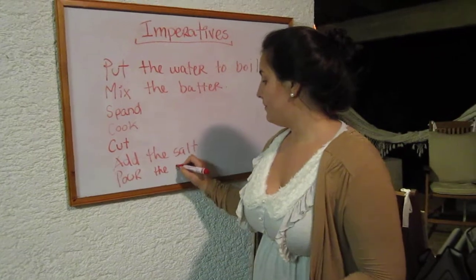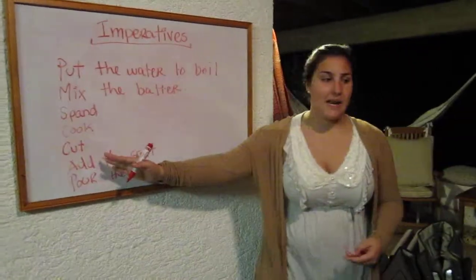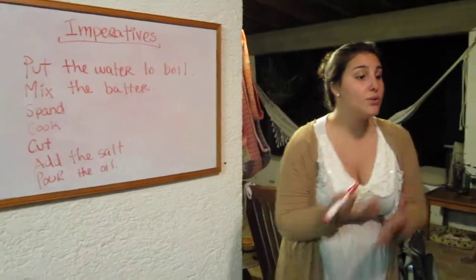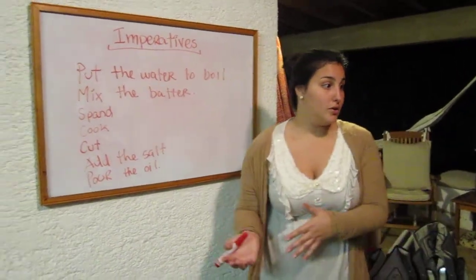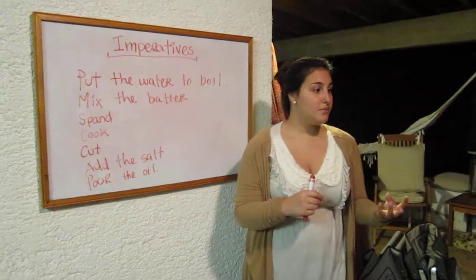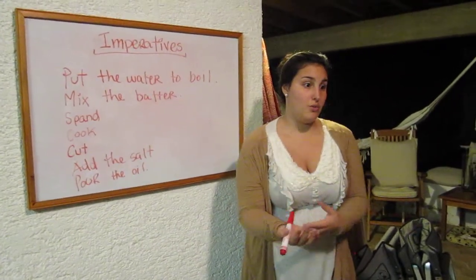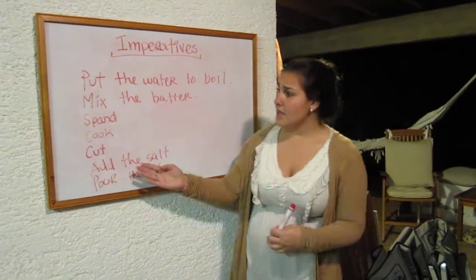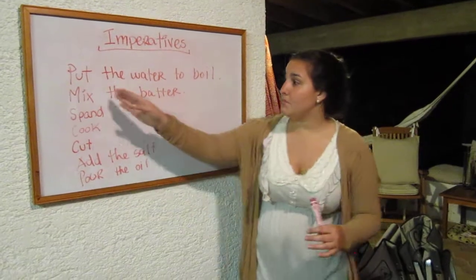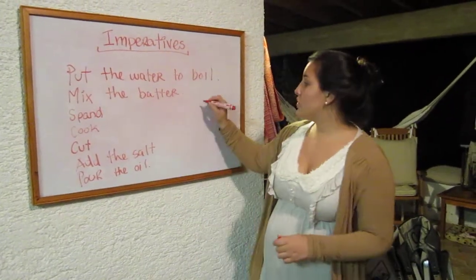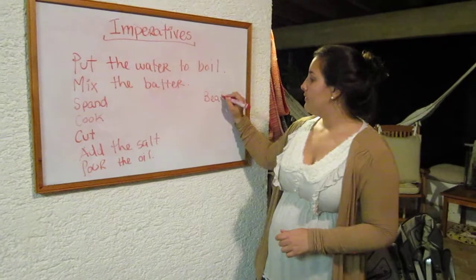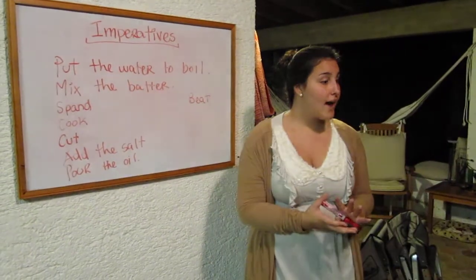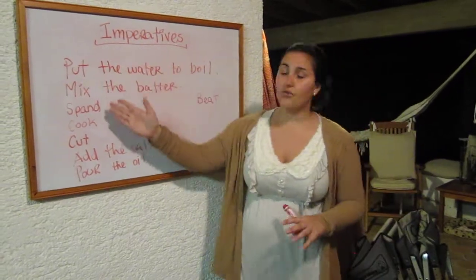the oil, right? The difference between add and pour is that pour is usually used when we have a liquid, for example, oil. But usually when we have something that's not liquid, like salt or potatoes or onions, we use add for those things. Okay? You also have different verbs when it comes to mix. You can use mix or you can use beat, right?